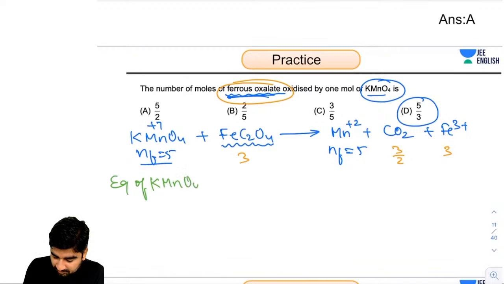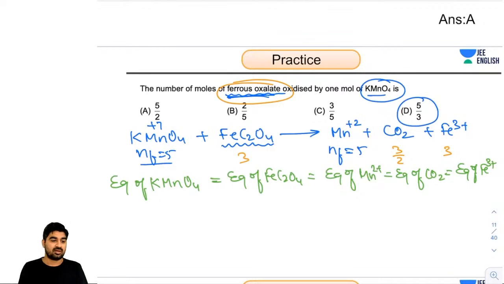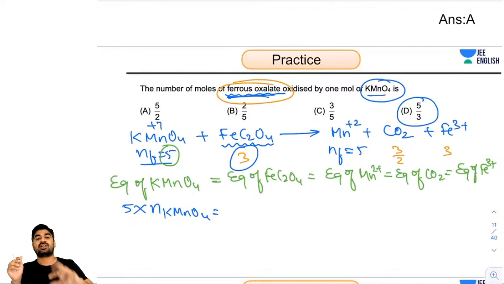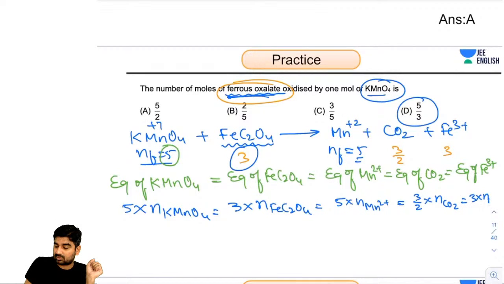Equivalent of KMnO4, equivalent of FeC2O4, equivalent of Mn2 plus, equivalent of CO2, equivalent of Fe3 plus. Yes, you will be getting it. So here we have n factor 5, right? And mole of KMnO4. Here I will have n factor 3, because most of you will calculate this n factor wrongly. Actually, in case of ferrous oxalate, n factor will be 3 only. And you will write 3 into mole of FeC2O4, 5 into mole of Mn2 plus, 3 by 2 into mole of CO2, 3 into mole of Fe3 plus.